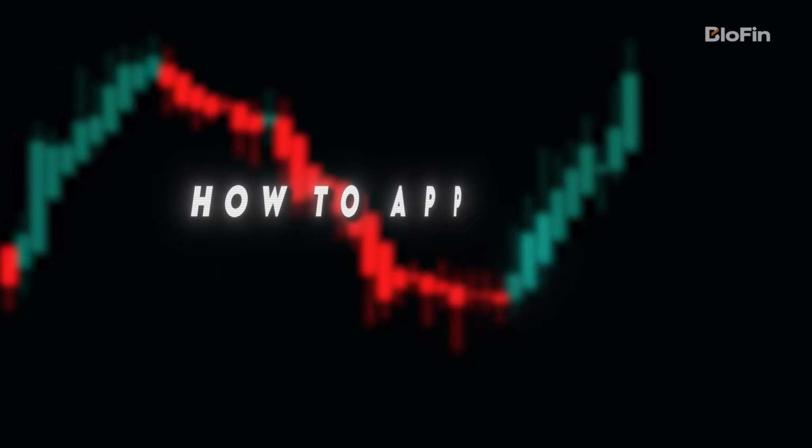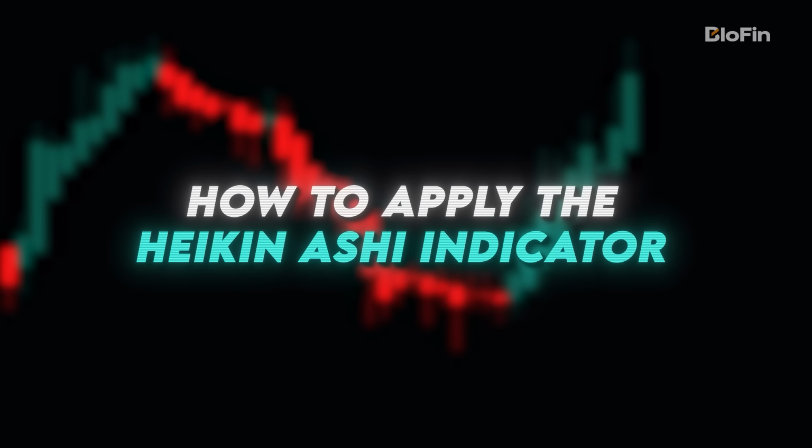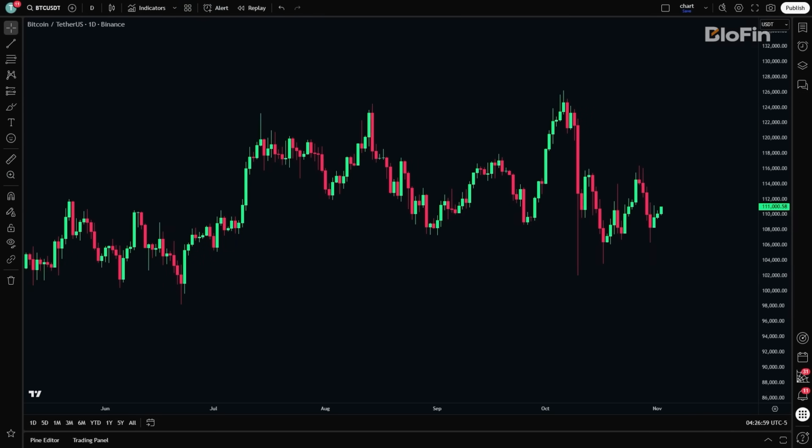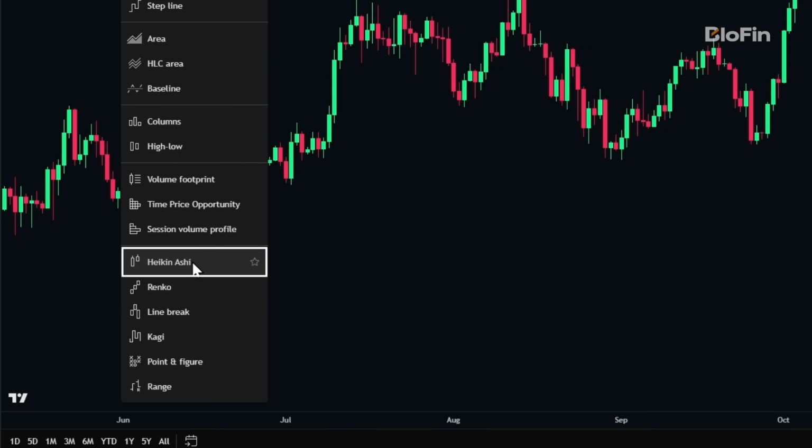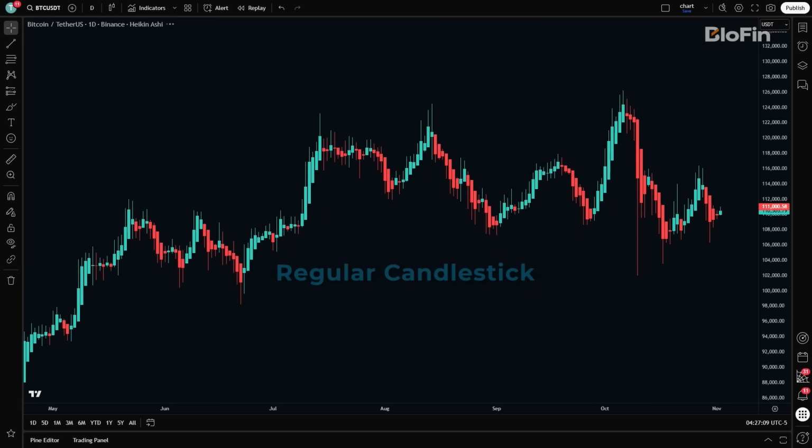And now, I'm going to show you how to apply the Heikin Ashi indicator onto your charts. First, you'll need to use a charting platform. In this example, I'm using TradingView. Next, click the chart icon at the top right, then select Heikin Ashi. This transforms your regular chart into the Heikin Ashi chart.